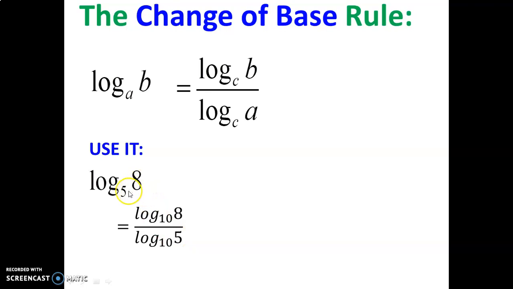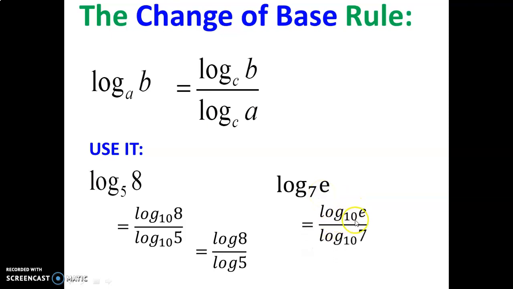So again, this number on top, this number on bottom, and we change the base to whatever base we want. I chose 10 here so that we can easily calculate that. And of course, when we have base 10, we can just write log of 8, log of 5, because that means base 10. And then we have log base 7 of e. That one can be log base 10 of e over log base 10 of 7. Again, it doesn't have to be a 10 here. We can do any base we want. That equals log of e over log of 7.